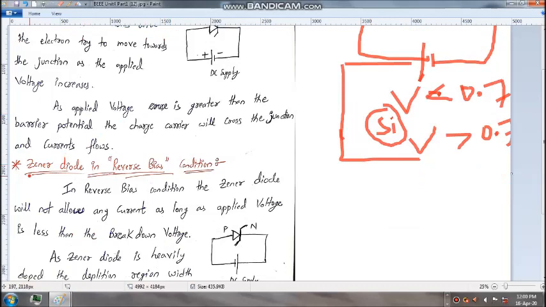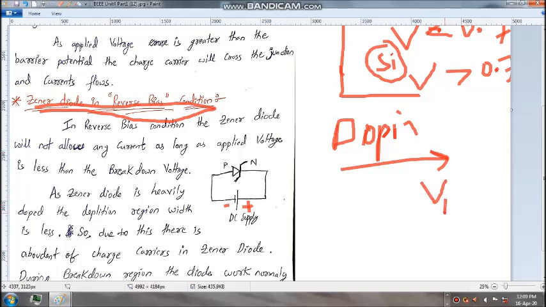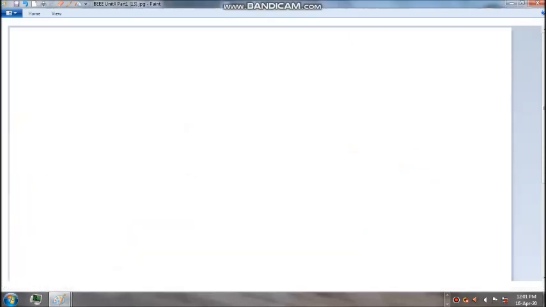Next, moving on to the reverse bias condition. In the reverse bias condition, the P plate is connected to the negative side and the N plate is connected to the positive side, opposite to the previous case. So what happens in the reverse bias condition? As the doping concentration is more, as we discussed in the construction, the breakdown voltage will be very low.